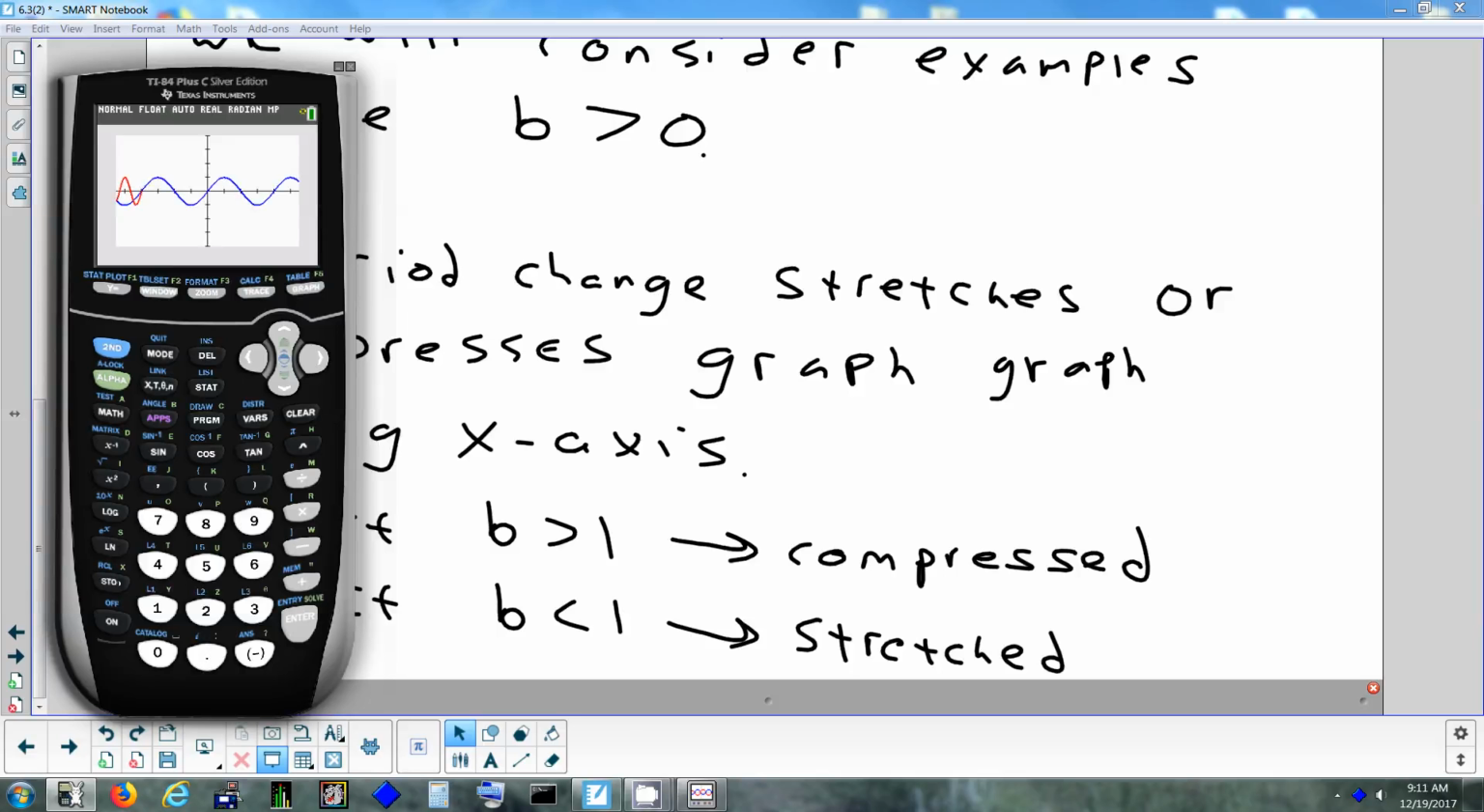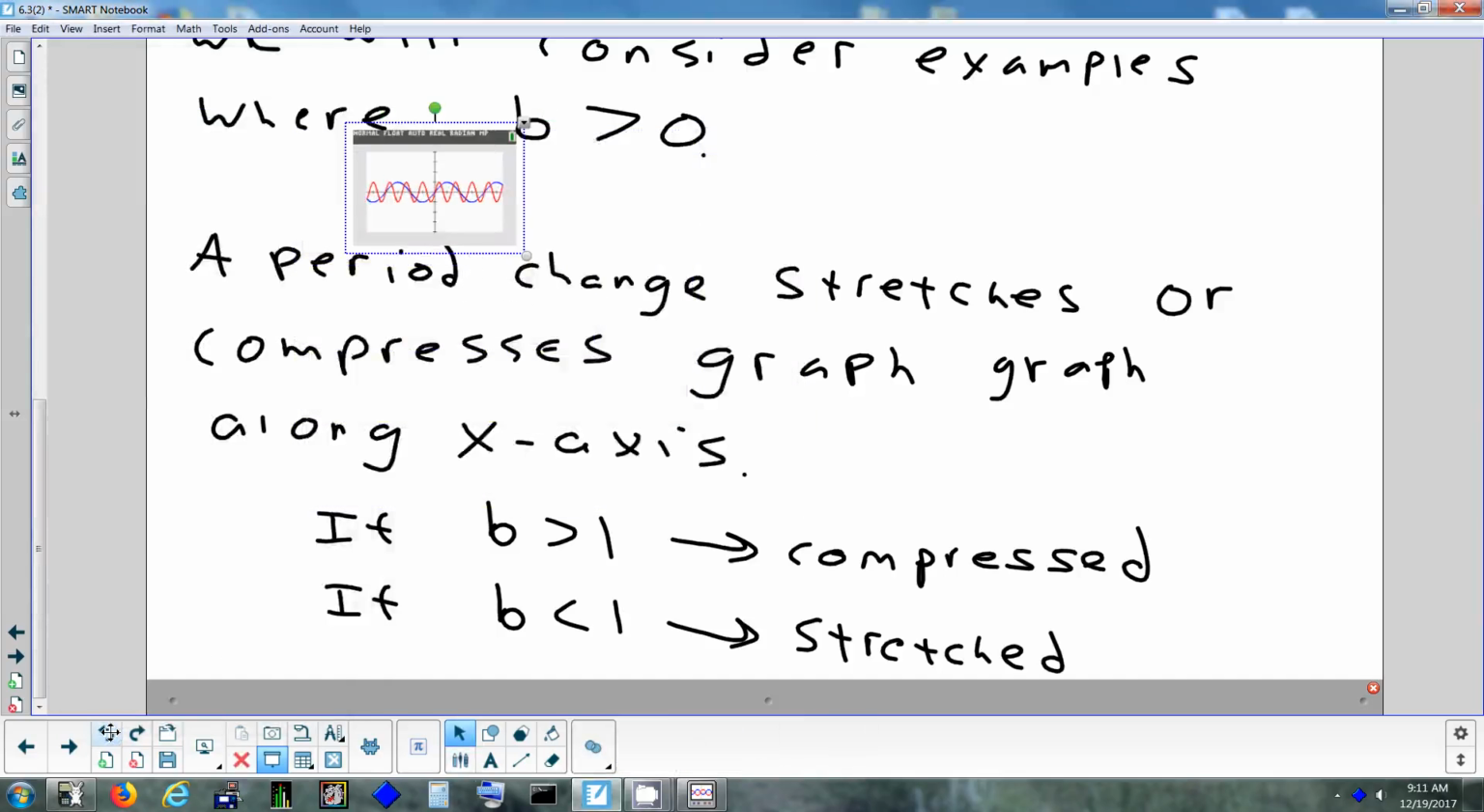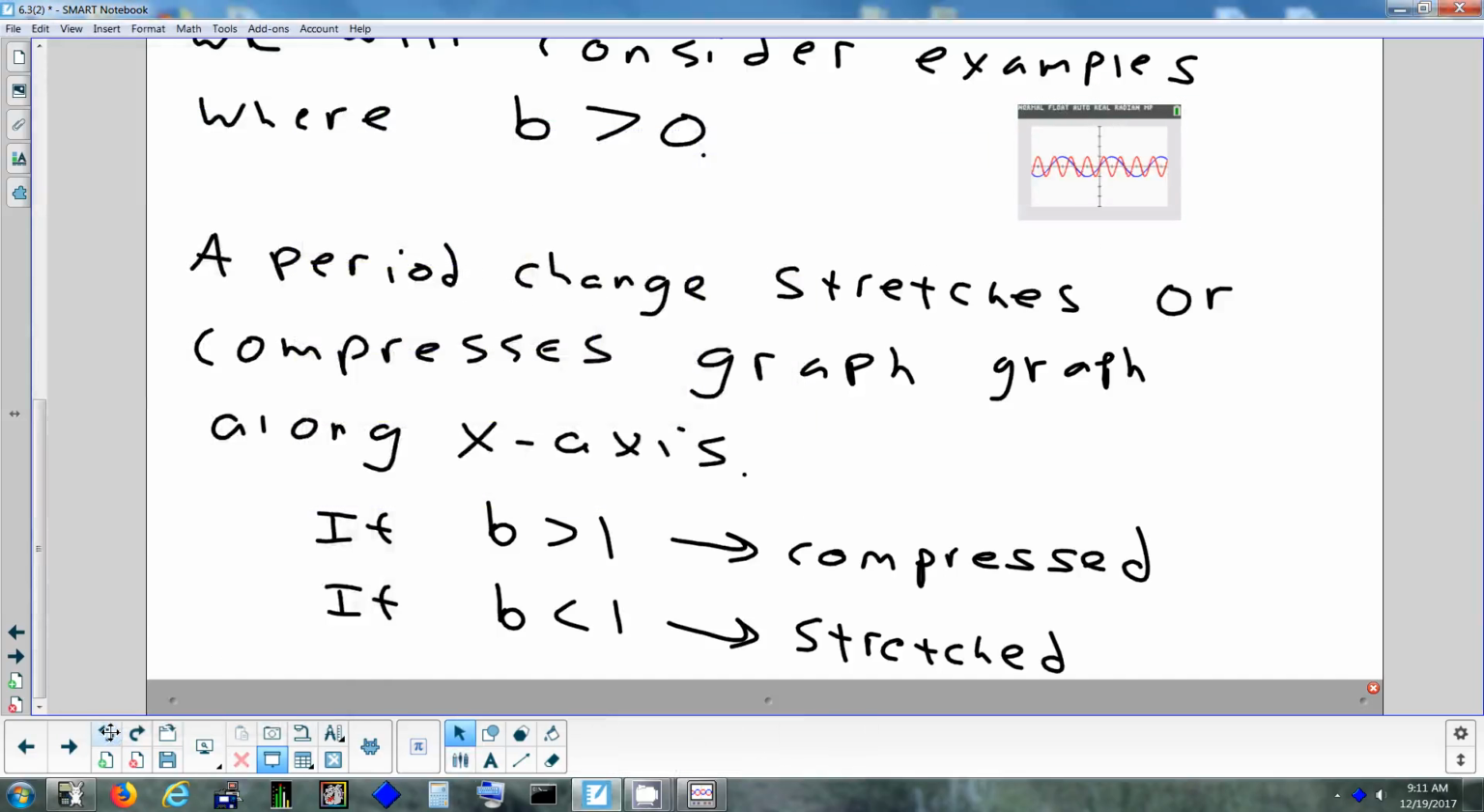Okay, you'll see it. If you focus on the origin from that point forward, it'll be very easy. There's 1, 2, 3. Okay, so you've got 1, 2, 3 cycles of the red one for every 1 cycle of the blue one. Okay. Any questions on that?